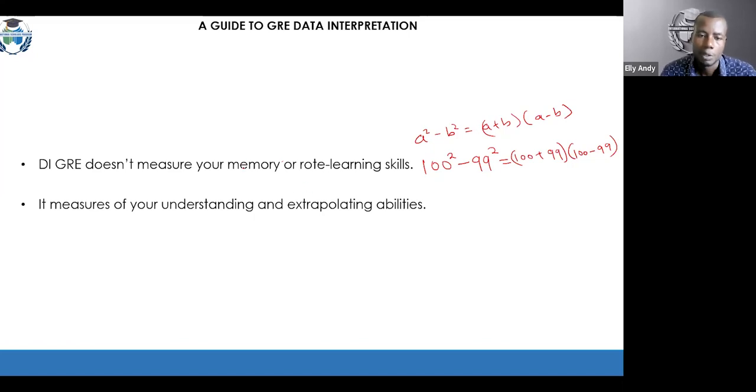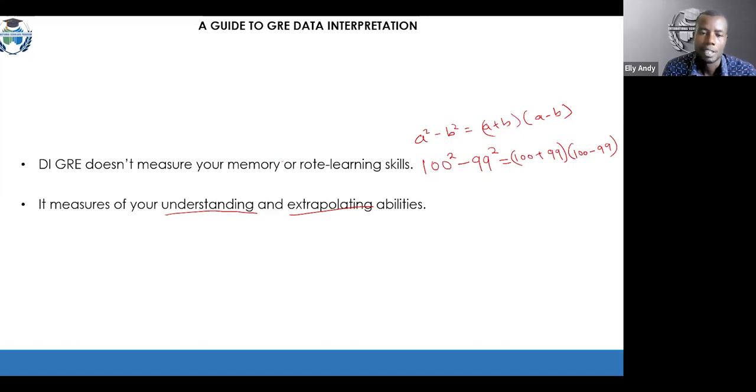So if it doesn't test your memory or how much you have crammed from your studies, then what does data interpretation test? Now, basically in the GRE, data interpretation questions will test your understanding and extrapolating abilities. That is, when you're presented with dense data, can you go through the data, understand what is being asked or what the data is saying, and can you use that data to make some logical conclusions?